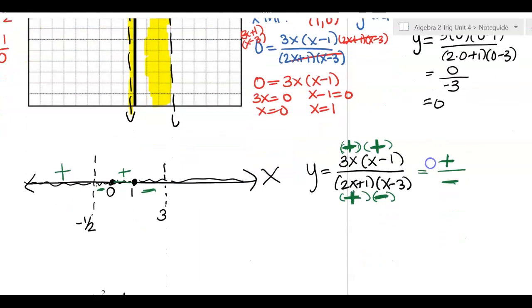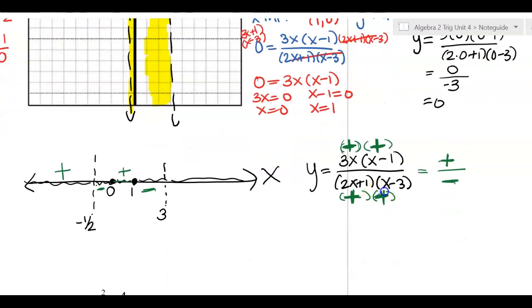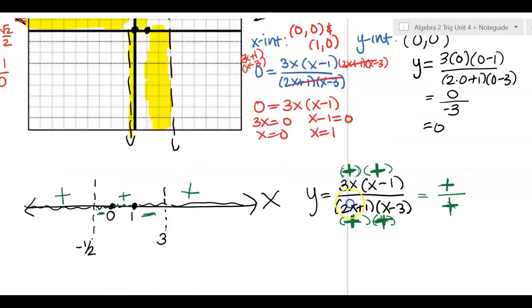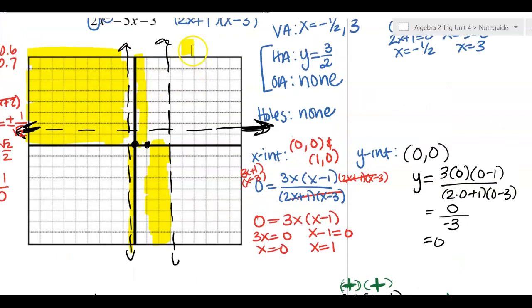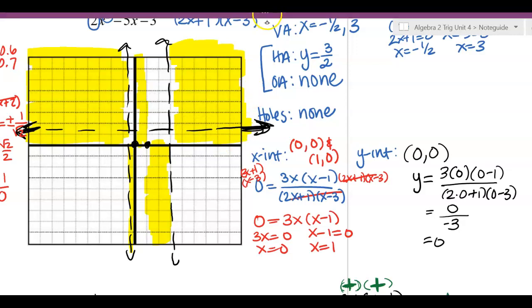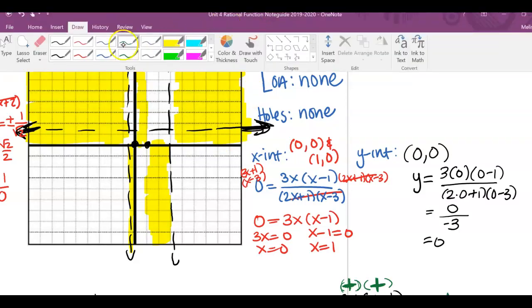When I plug in a value greater than 3, all of the factors in this expression are positive. A positive over a positive would give me a positive result, which means that I would expect my graph to be only positive y values after the x value of 3. So now I'm going to try and use this to sketch my graph.